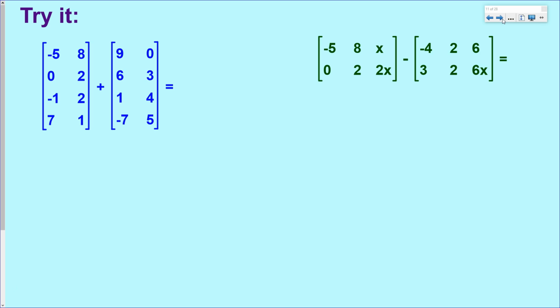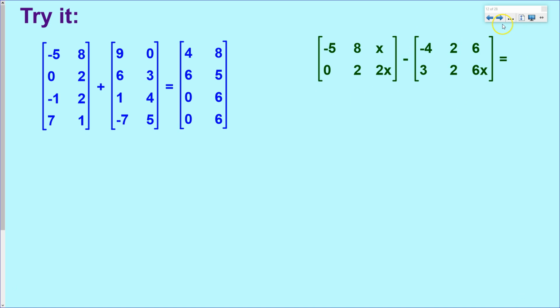On this screen you'll see two example problems that I'd like you to pause the video and actually work out on paper to see if you can get the correct solution. If you do so correctly, this first one, all you do is take, say, the top left, and add them together. So negative 5 plus 9 is 4. 0 plus 6 is 6, negative 1 plus 1 is 0, and so on. And you do that for every relative position in the matrix. So again, 8 plus 0 is 8, and so on and so forth.